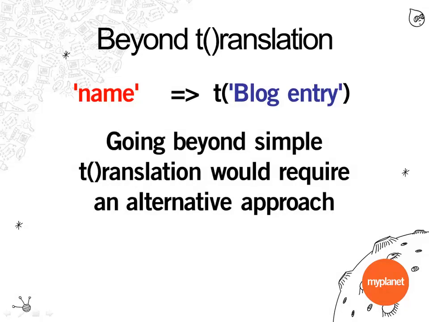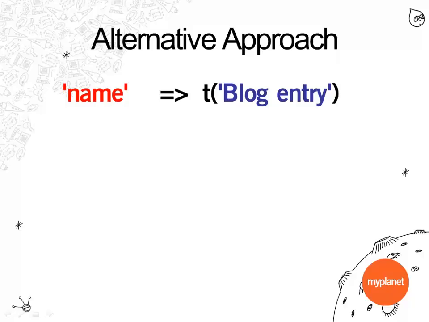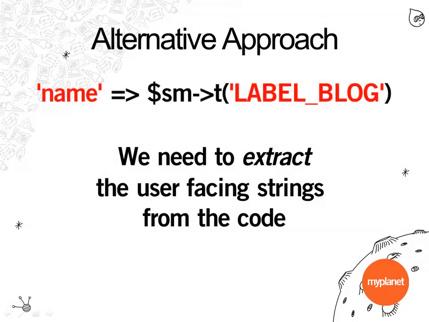So if we want to go into those other dimensions, we have to go beyond the T function. So I want to describe how we've approached this with our application of My Planet to address that real problem that we need to fix with the usability. So basically the idea is to extract these strings from the code. We need to go on a rescue mission, pull them out of there. And we do that by substituting, not user-facing Ruby, but what I would call semantic keys.